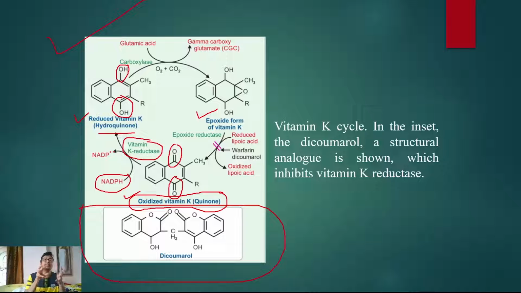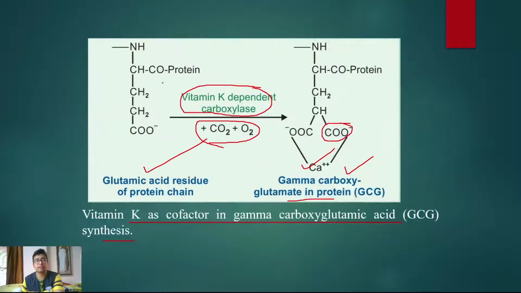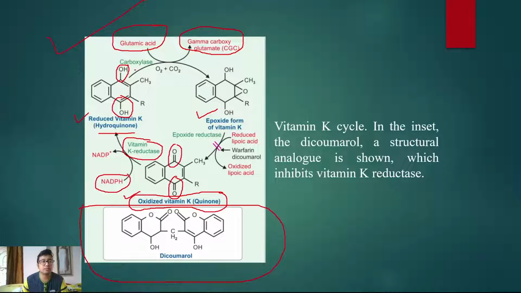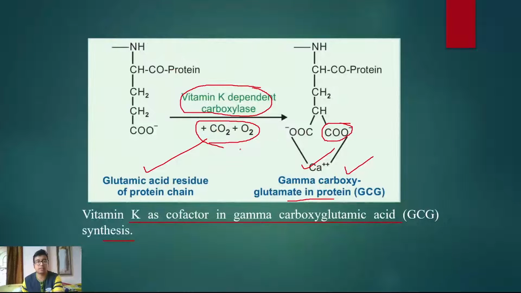This form is actually catalyzing the gamma carboxylation. That is, who is gamma carboxylated? The clotting factors. The glutamic acid in the clotting factors is getting converted to gamma carboxyglutamate, and it is catalyzed by the reduced form. The reduced form acts as a cofactor. You already saw in the previous slide, this is the vitamin K dependent carboxylase reaction, where oxygen and carbon dioxide are getting incorporated.